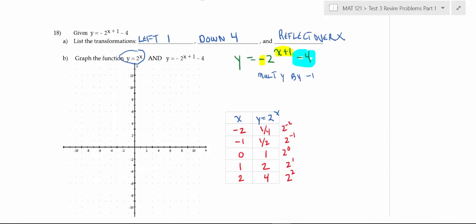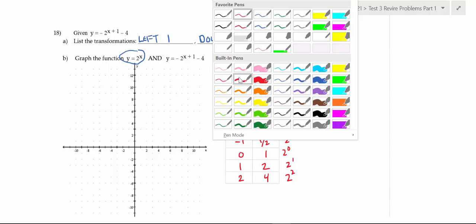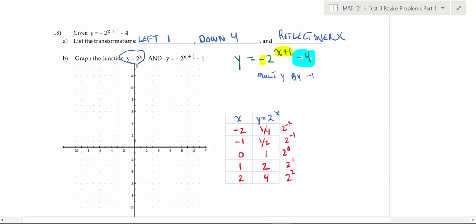And then we can plot those points. So we've got a point 0, 1. We have a point 1, 2, and 2, 4. Then we can connect that and label this as our graph of the basic exponential, y equals 2 to the x. It's good enough if you just get those points and then make sure you make it level off towards the x-axis like that.